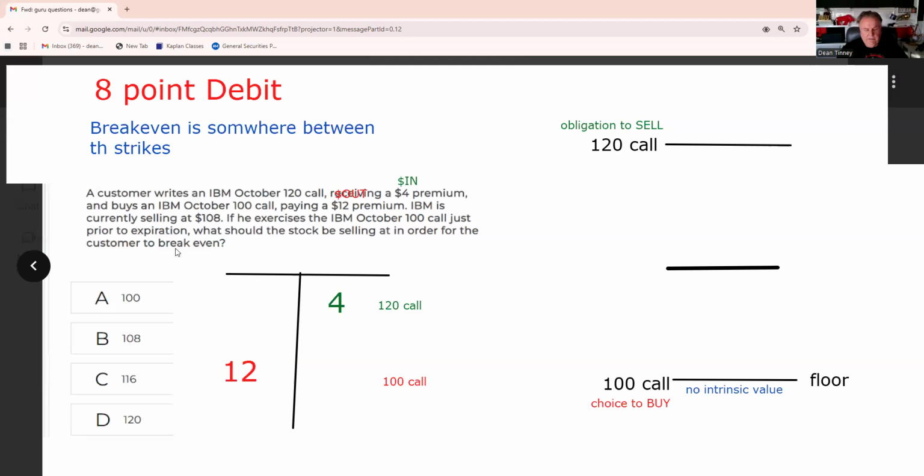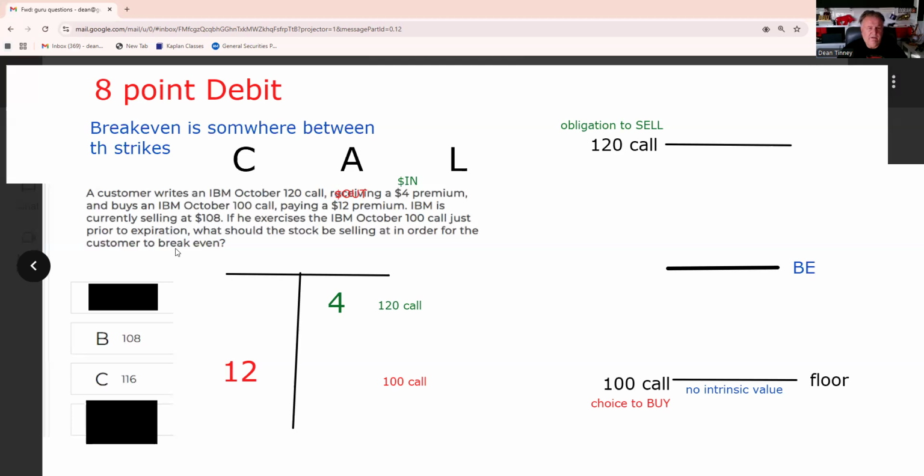Test taking trick, we know the break even's got to be somewhere between 100 and 120, because that's the whole point of the spread. As I'm saying, I want to play between 100 and 120, and I don't want to play no more. So we can immediately get rid of 100 and 120 as potential choices, because it has to be somewhere between those two numbers.